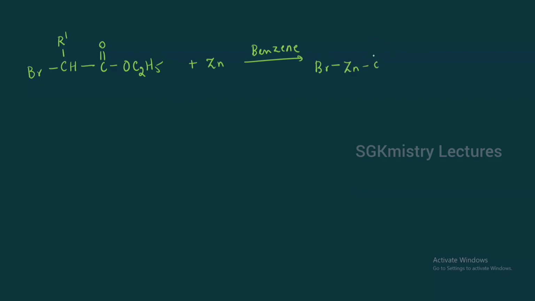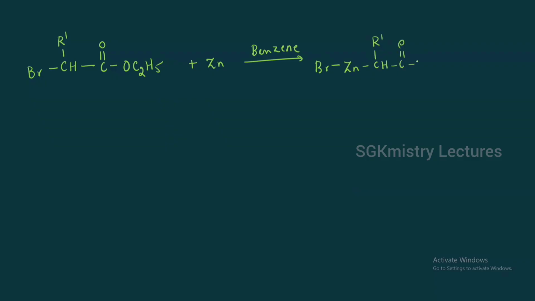Yes, coming on to the mechanism now. So let us take here CHR' Br, one bromo atom that is present in the alpha position of the ester, C2H5, in the presence of zinc and benzene. Now what happens here is, the zinc inserts in between the carbon and the bromine, and the other things remain the same.